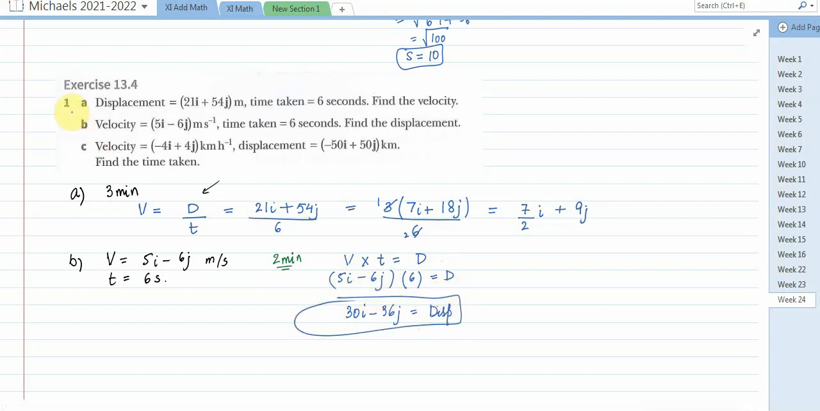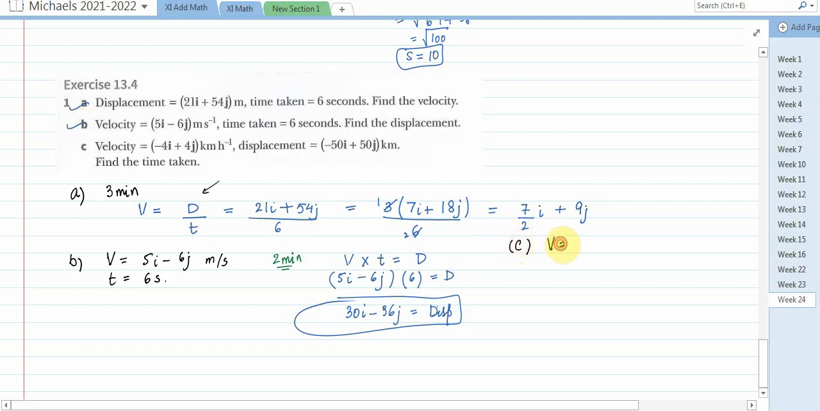Alright, and easy parts after that, part C. In part C, it says velocity is negative 4i plus 4j, and the unit is kilometers per hour. Displacement is minus 50i plus 50j, and it's in kilometers. You need to find out the time here.